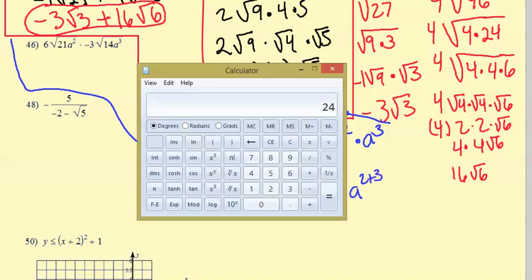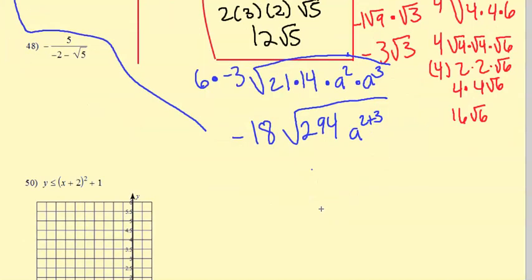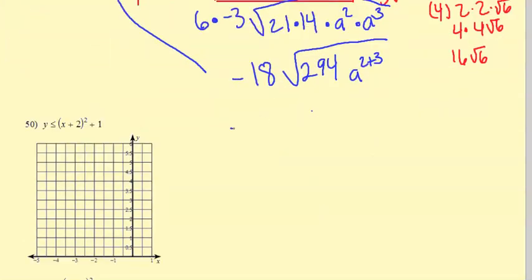And then 21 times 14, 294. And then negative 3 times 6 is negative 18. So we're not done there. We want to simplify this radical. So we have negative 18 square root of 294, which looks like it would have 7s in it. And then we have square root of a to the 5th. It's 5 because 2 plus 3 is 5.